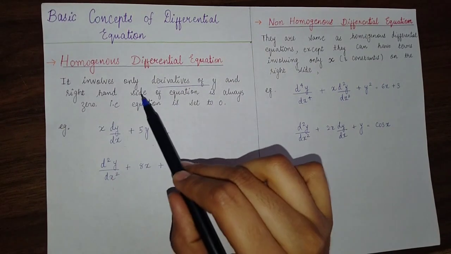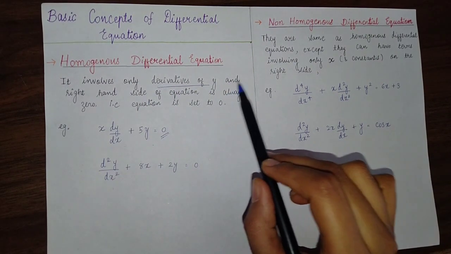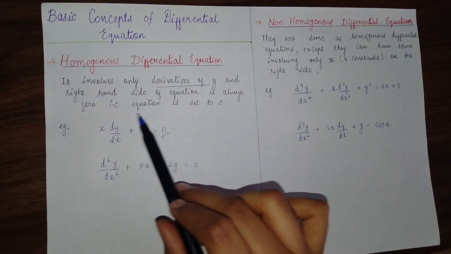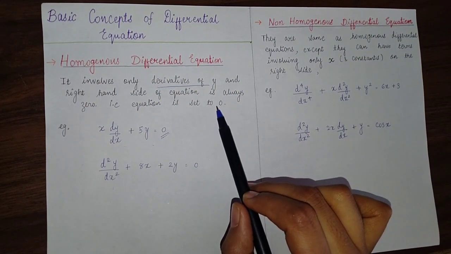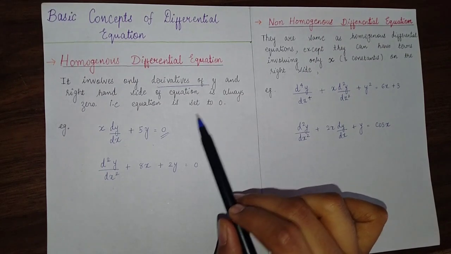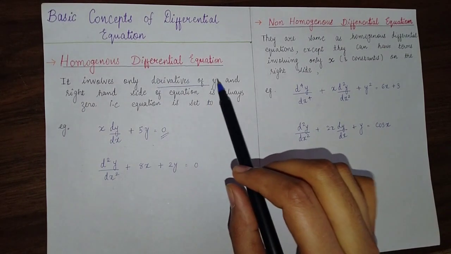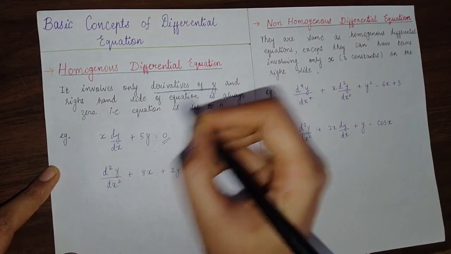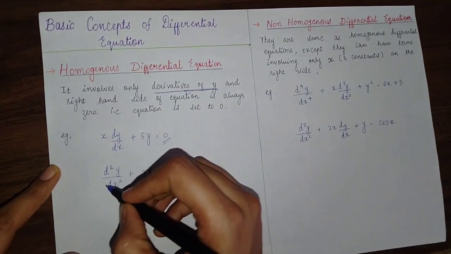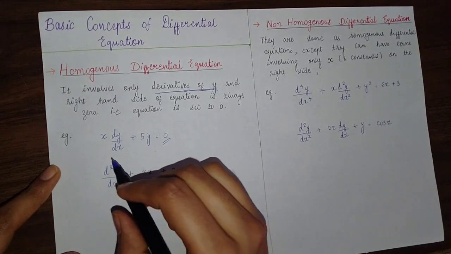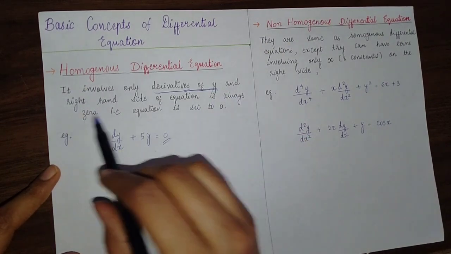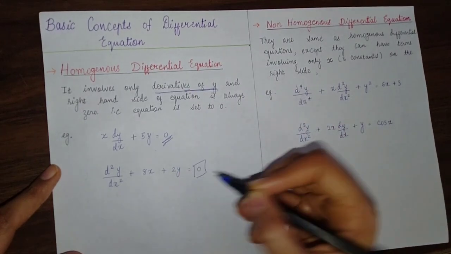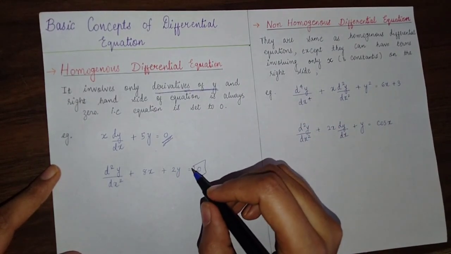It involves only derivatives of y and the right hand side of the equation is always 0. That is, the equation is set to 0. So for a homogeneous differential equation, we have two conditions. That we have only the derivatives of y, like dy by dx, d square y by dx square. Okay. And the right hand side of the equation is always 0. You can see that it is always 0.